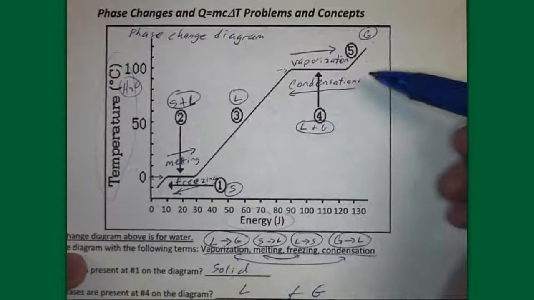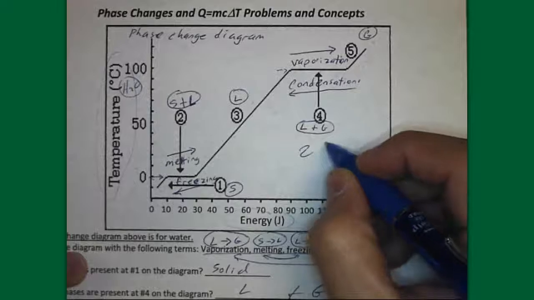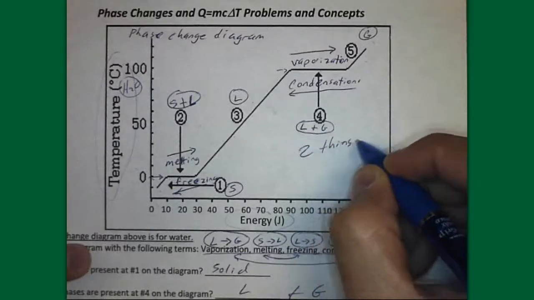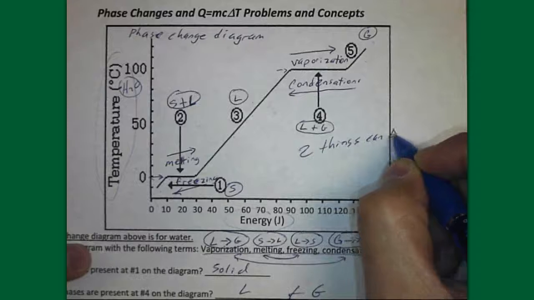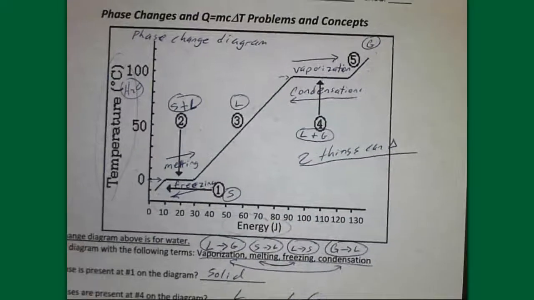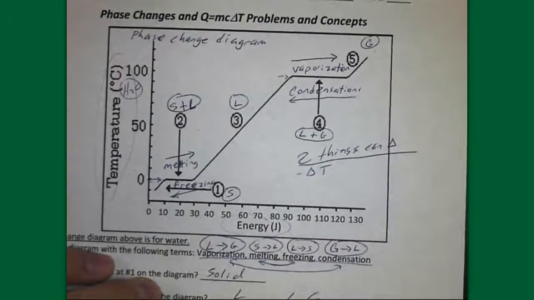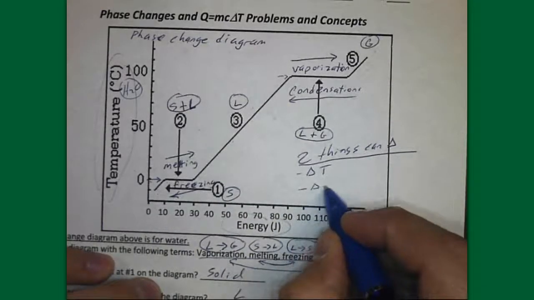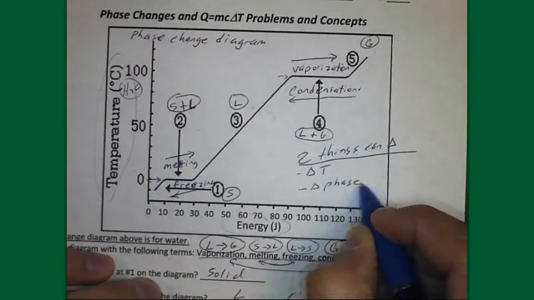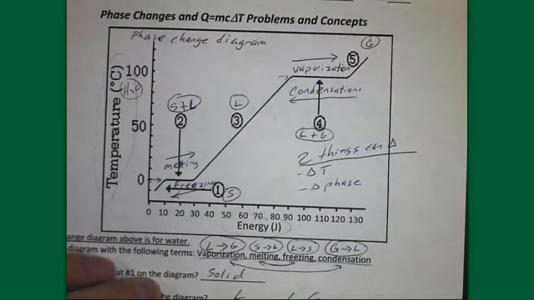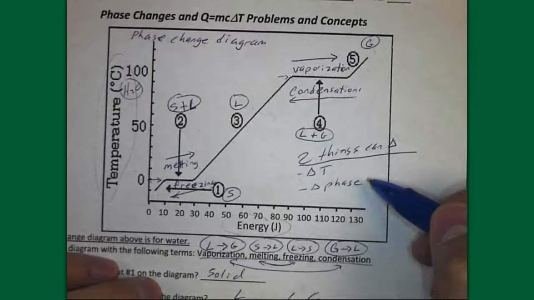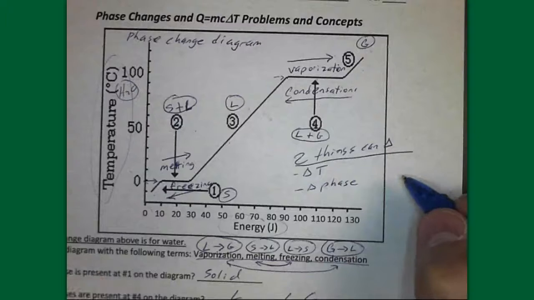On this graph, there are 2 things that can change. Only one of those 2 can change at any one time. You are either changing temperature, which is true at number 1, number 3, and number 5, or you are changing state or phase. And if you are changing phase, you cannot be changing temperature. And if you're changing temperature, you cannot be changing phase. They're mutually exclusive. They don't happen at the same time.